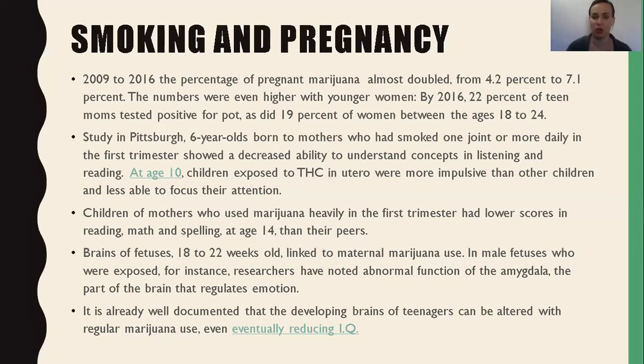So that's why we're looking at them using it heavily in the first trimester, had lower scores in reading, math, and spelling at age 14 when compared to their peers. And then actually looking at the brain of fetuses, either through testing or if they do pass away. So these are very young fetuses at half their gestation.